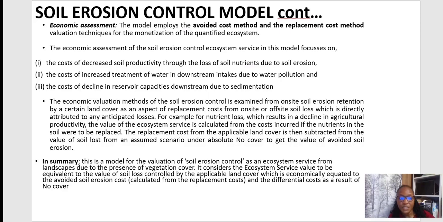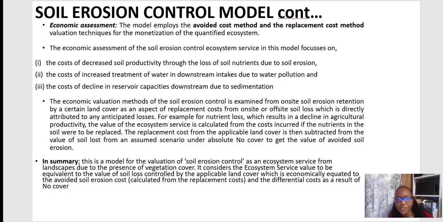We thirdly look at the decline in reservoir capacities as a result of sedimentation. Remember, we said when we look at the water storage, when we look at flood control capabilities, we are looking at declining reservoir capacities to hold enough water as a result of sedimentation. These are some of the factors that we are also looking at under the soil erosion control model.